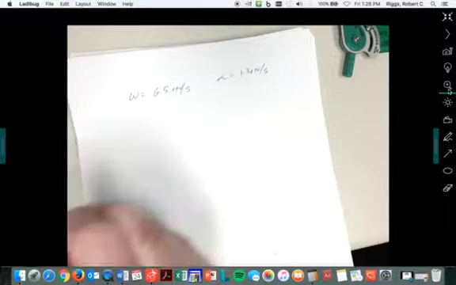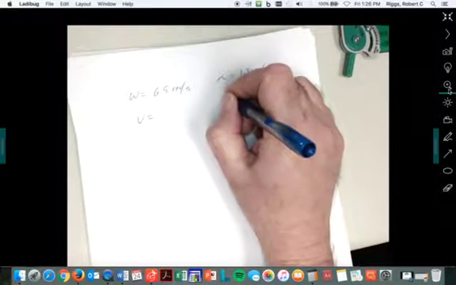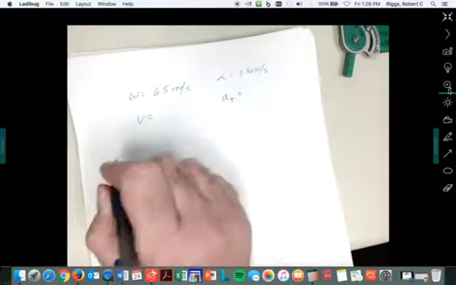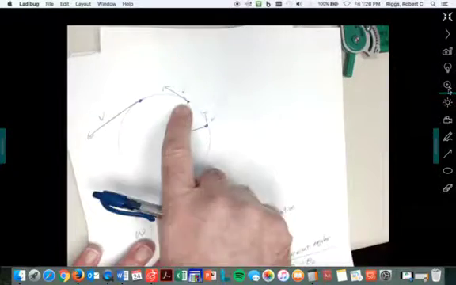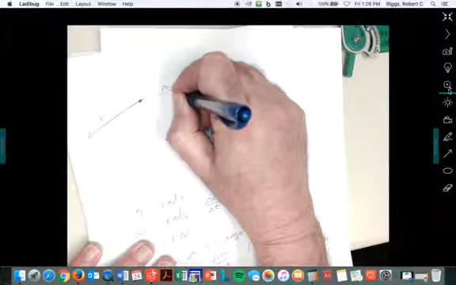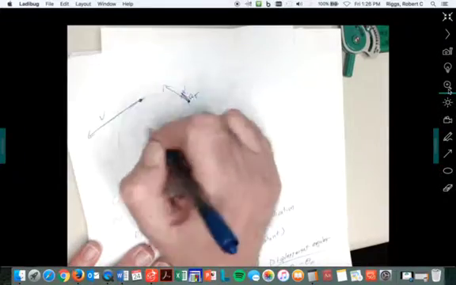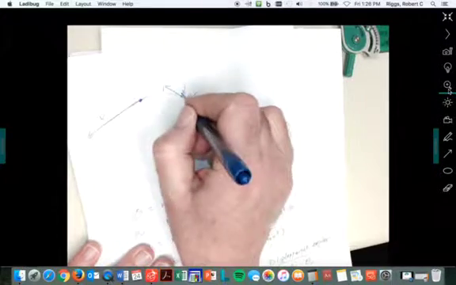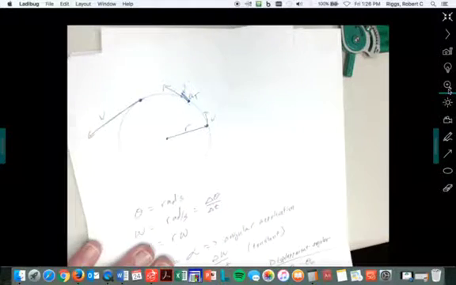Now, we want to know v and a, tangential. In other words, going back to my picture here, this thing is going to speed up. So right at this juncture, it's also got a tangential acceleration that's going this way. That tangential acceleration on the edge is going to stay the same. But the velocity, since it does have a tangential acceleration, is going to get faster.